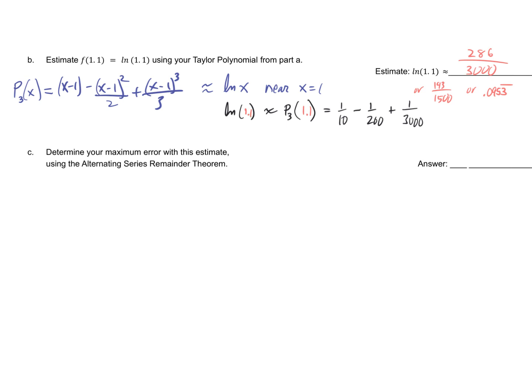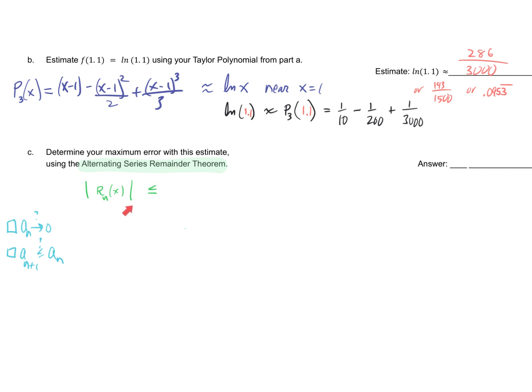How about part C? In part C, we ask you to use the alternating series remainder theorem. To use this theorem, there are two conditions that must be true. First of all, it must be an alternating series. Second of all, the terms must converge towards 0, and every term must be less than or equal to the previous term. Normally, if we're trying to find an error bound for our series estimation, we would have to check these to see if we can use the alternating series remainder theorem.